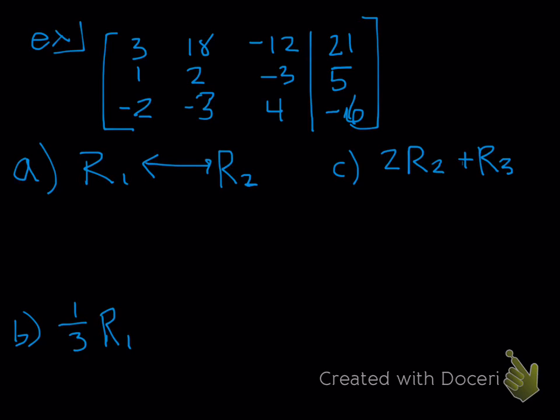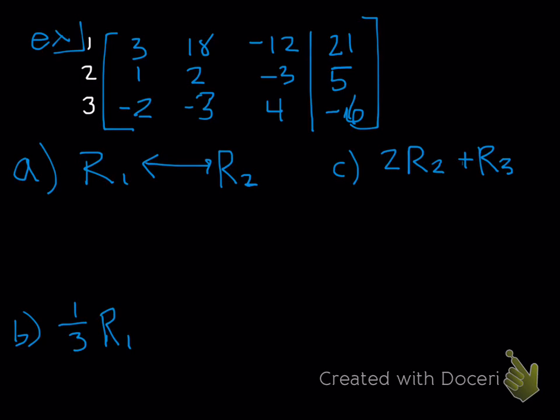So here we have a 3 by 4 matrix. This line kind of represents your equal sign. So this top line technically means 3x plus 18y minus 12z equals 21. So here's our 3 rows, so row 1, 2, and 3.